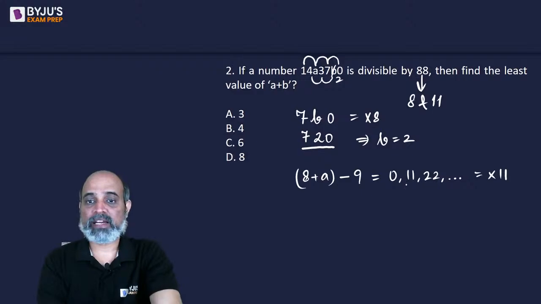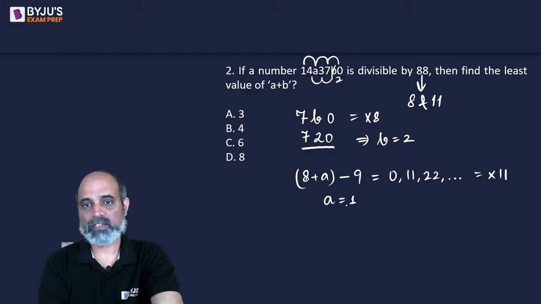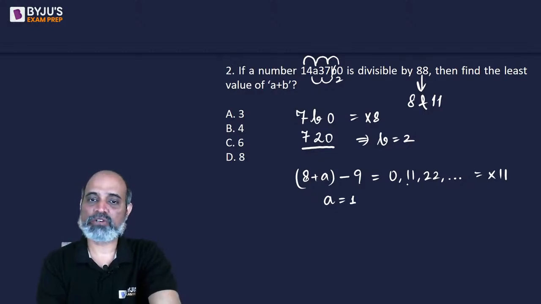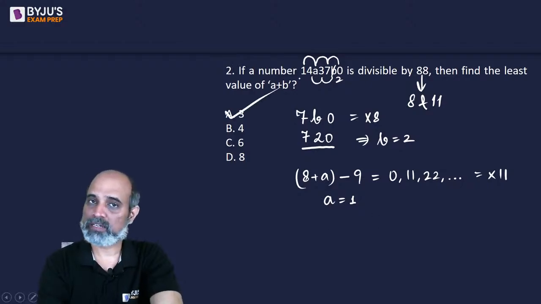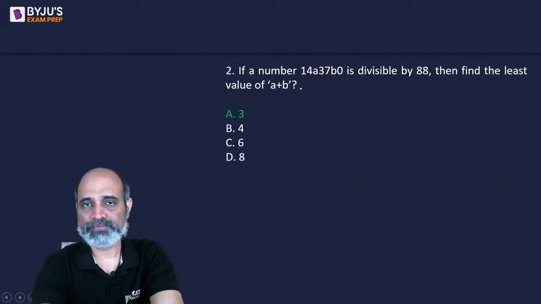Now 8 plus A minus 9 is equal to 0 will give us A is equal to 1. 8 plus A minus 9 is equal to 11 will give us A as a 2-digit number, which is going to be 12, right? So the only possibility for A to exist is going to be 1. So B is 2, A is 1, so the sum is going to be 3. They are asking us for the sum, so we will add these two.